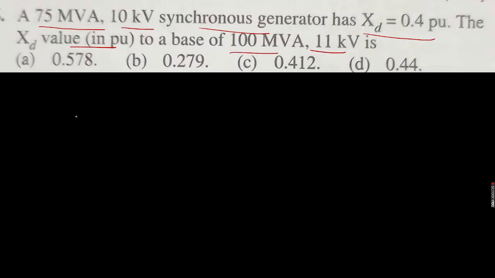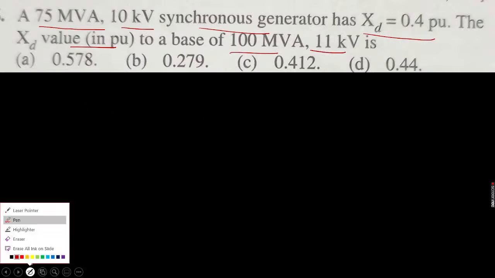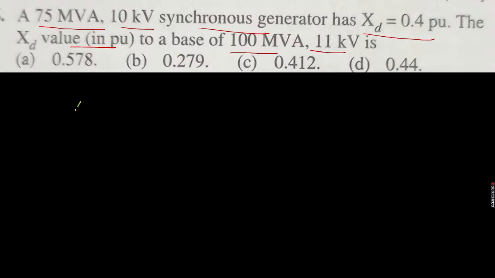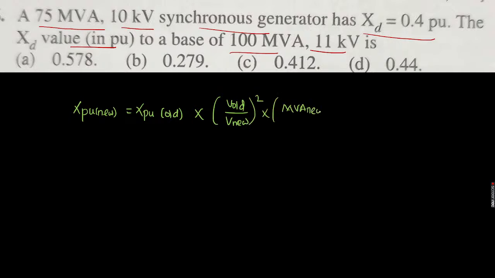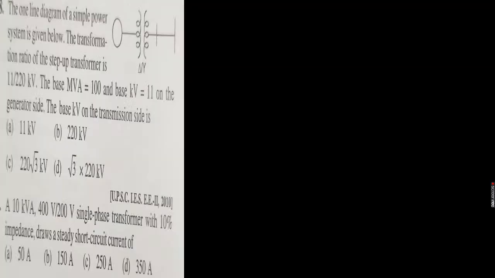Same formula, no? Just now we saw the formula. Just register it into your brain. X per unit new equals, once again, X per unit old into V old divided by V new, whole square, into MVA new divided by MVA old. That's all. Substitute all the values, you will get the answer. Let me move on to the next question.